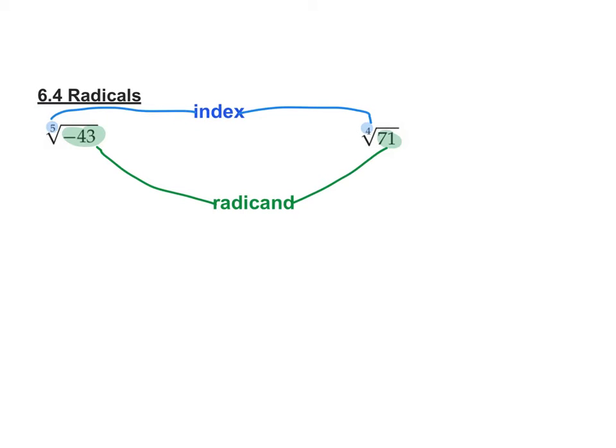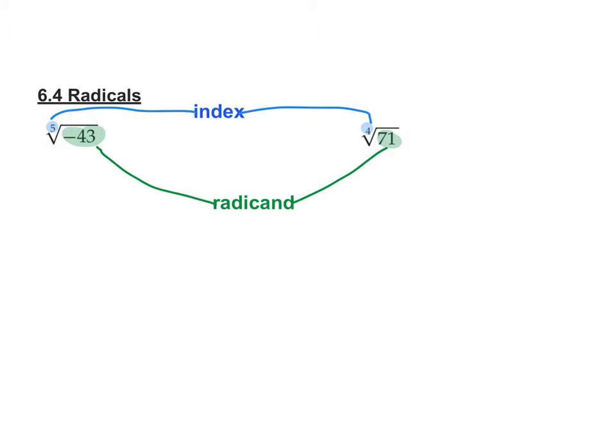So here's some terminology for you. Notice what I've got up here in blue. These little roots are known as the index. So 5 is the index, 4 is the index. In a square root situation, 2 is the index, even though we don't write it. The number underneath the radical symbol is known as a radicand. So these numbers are radicands, the little numbers are the index. And the plural for index is indices.